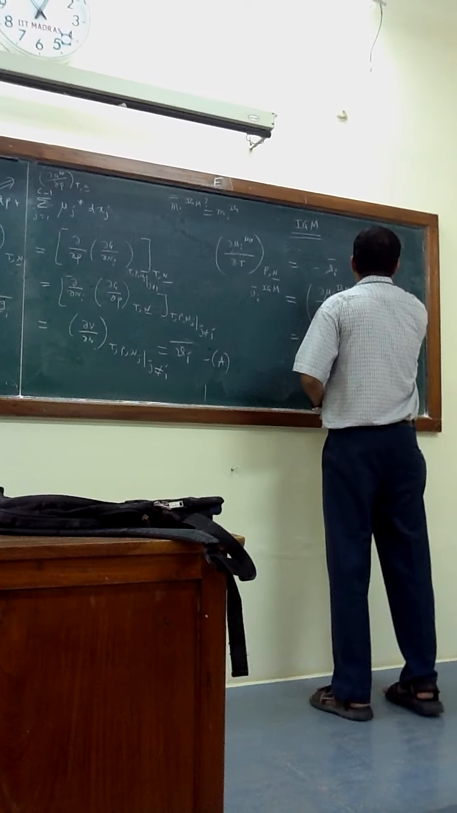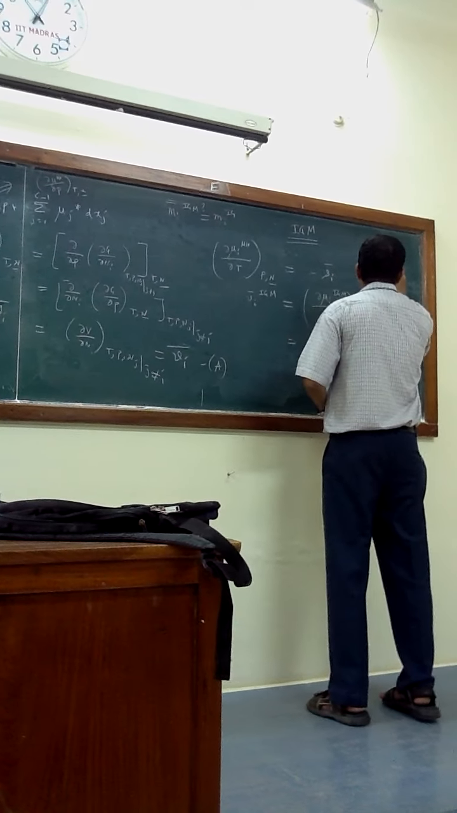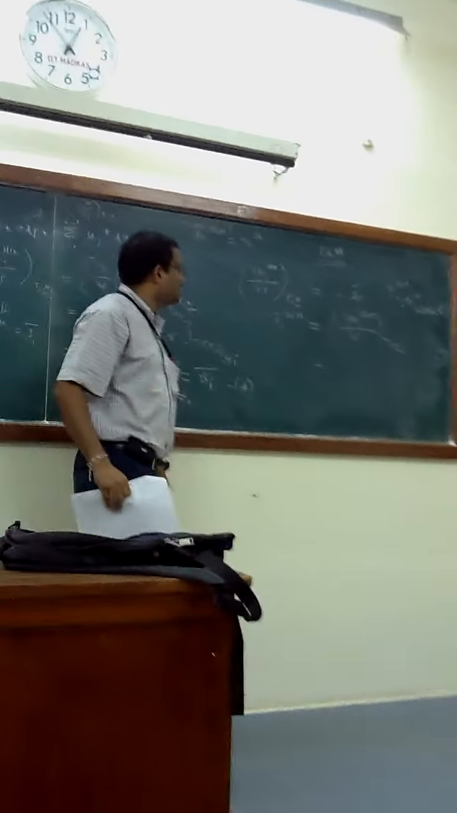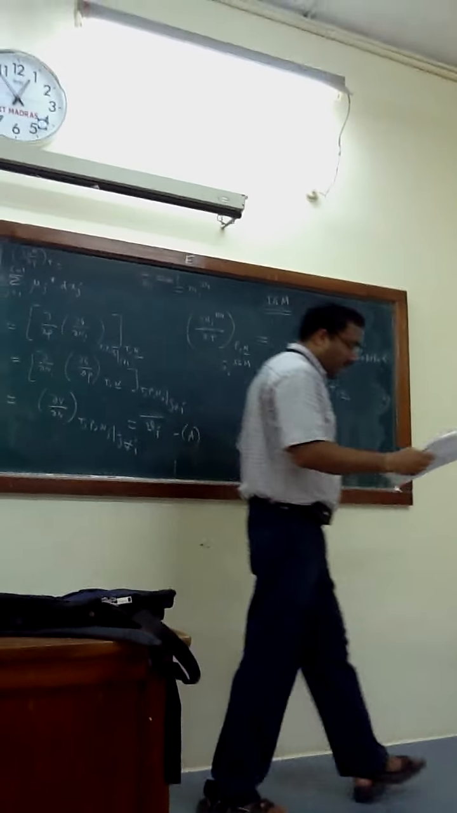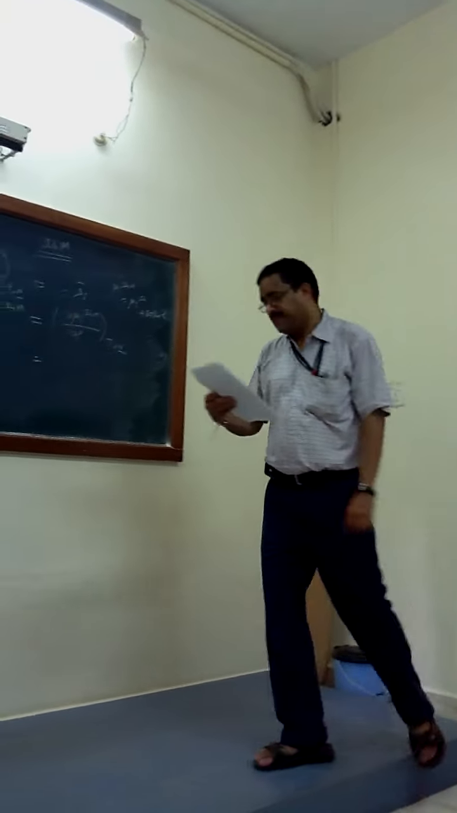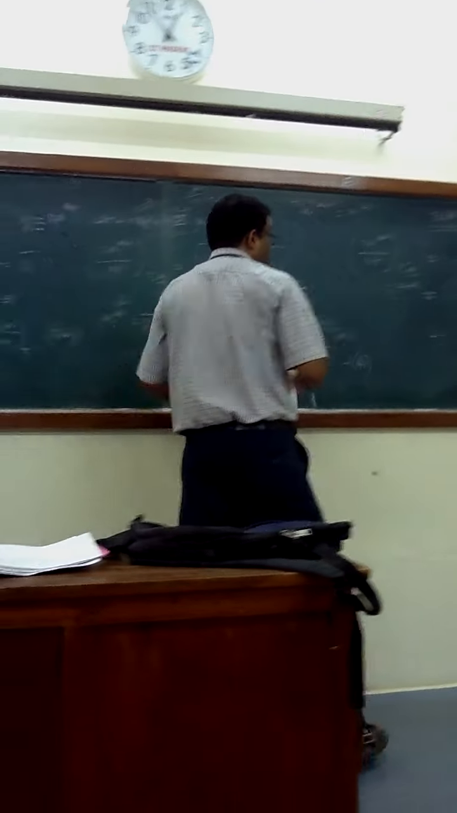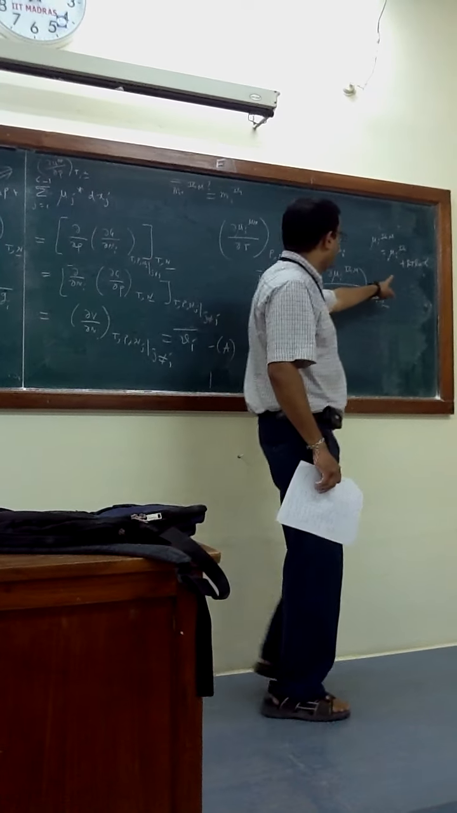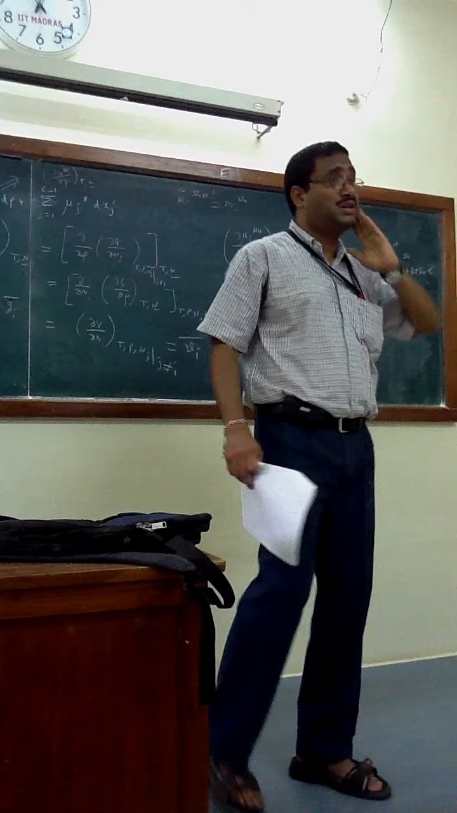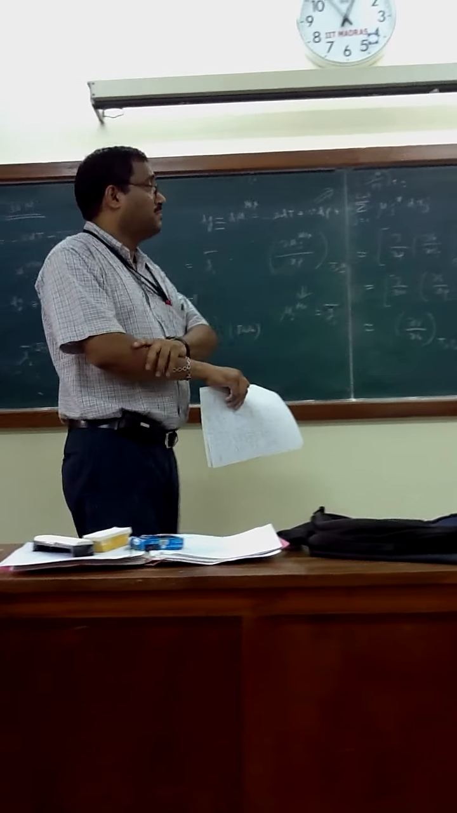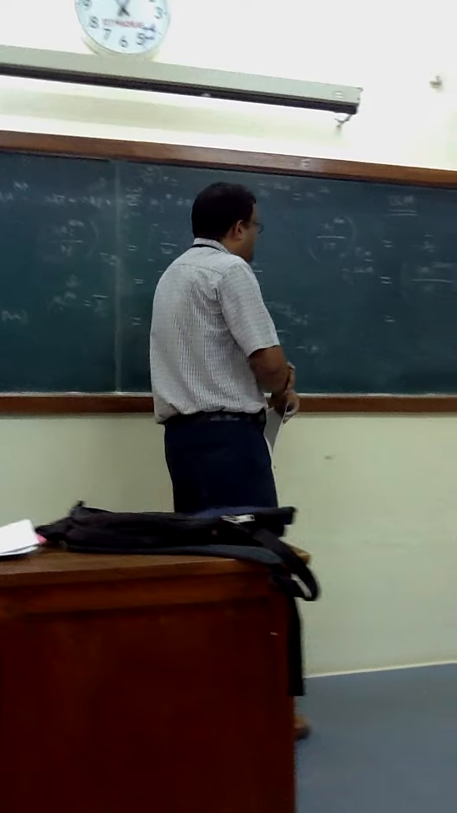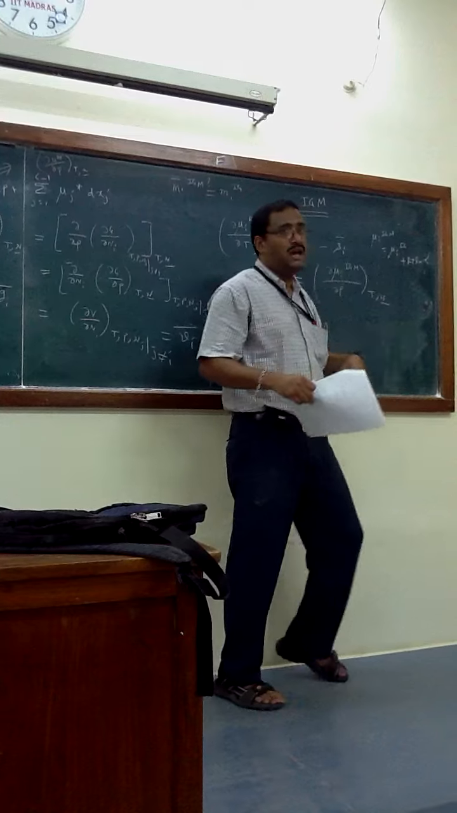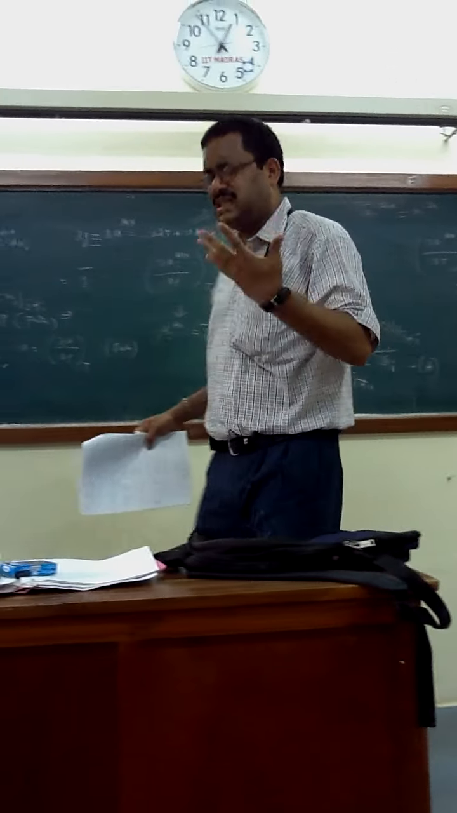What is my μ_i IGM? It is nothing but μ_i IG plus RT ln x_i. Correct? So what did you get? ∂μ_i IG/∂P at constant temperature. Will the second term be there? Yes or no? It will be 0. Why? V̄_i IGM is ∂μ_i IGM/∂P. μ_i IGM is nothing but μ_i IG plus RT ln x_i, and μ_i IG is nothing but μ_i0(T) plus RT ln P.